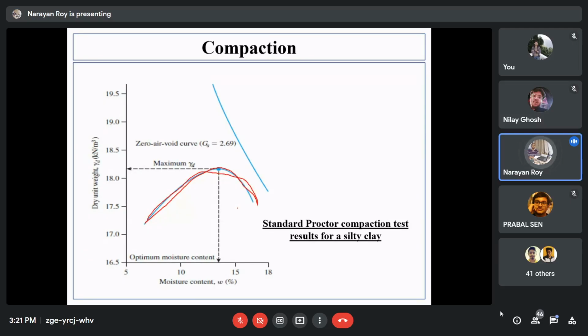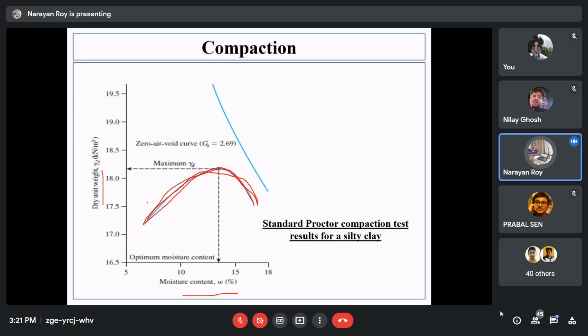So this is basically called the compaction curve. Here, as I have already explained, the y-axis contains dry unit weight and the x-axis contains the moisture content. So you have several sets of data, that is dry unit weight and corresponding moisture content. If you plot it here, then you can easily get this kind of variation. You might not get this kind of simple smooth curve.